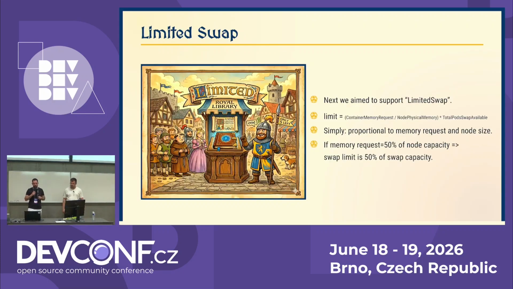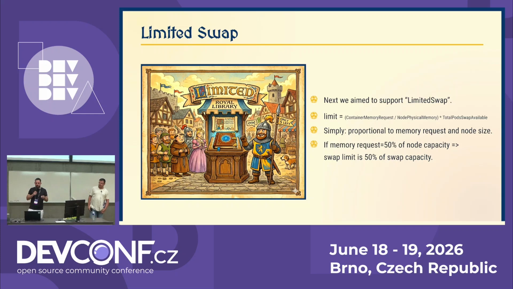Either way, as I said, unlimited swap was eventually removed completely from Kubernetes, and we needed to support limited swap. Now, the idea with limited swap is that the limit itself is calculated by a formula that I don't want you to read, because simplistically what it means is that it's proportionate to the memory request and the node size. So, for example, if your container requests 50% of the whole node capacity, it would be limited to 50% of the swap capacity. So it's just proportionate to one another.